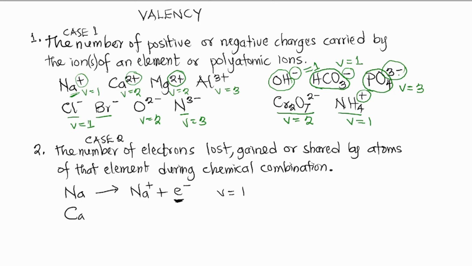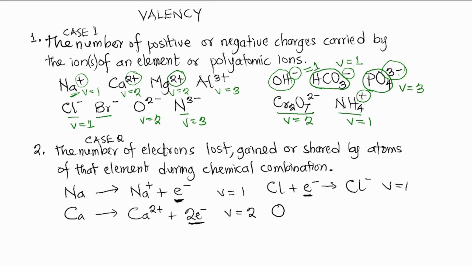If calcium ionizes, it does so by electron loss. So calcium ionizes by losing 2 electrons. So because calcium loses 2 electrons during ionization, then we say the valency of calcium is 2. When chlorine ionizes, it does so by electron gain to form chloride ion. So because chlorine ionizes by gaining a single electron, then we say the valency of chlorine is 1. If oxygen ionizes, it does so by gaining 2 electrons to form oxide ion. So because oxygen ionizes by gaining 2 electrons, then we say the valency of oxygen is 2.